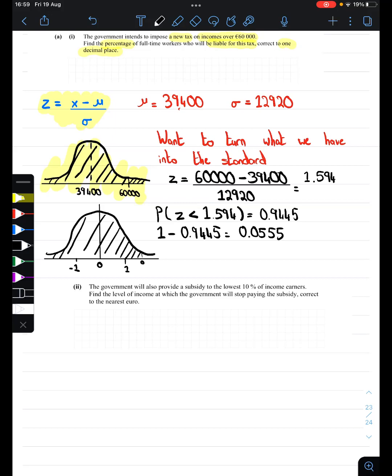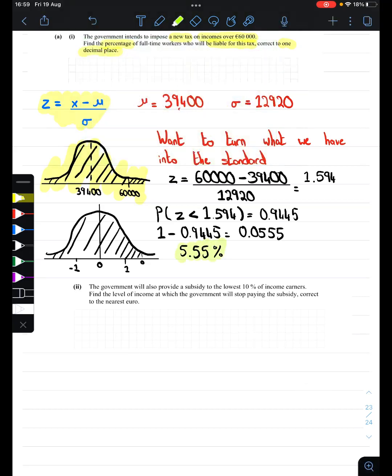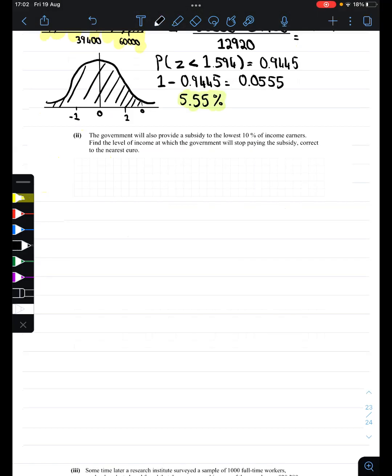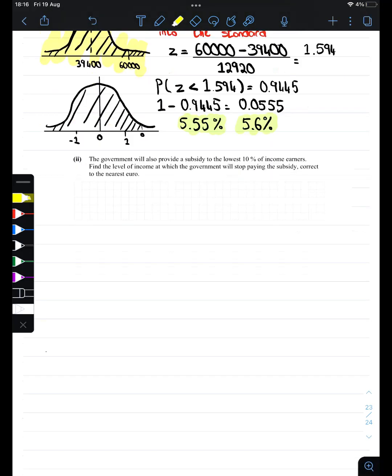So the percentage of people is 5.55%, approximately. This is the percentage of people who are earning 60,000 or more. And because it's to the nearest decimal point, it's around 5.6%. Now on to part 2.